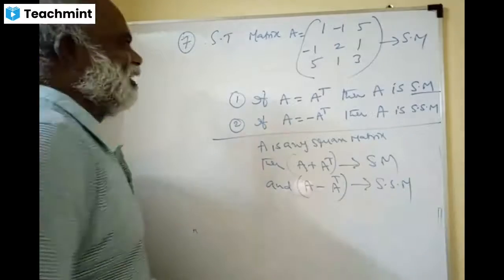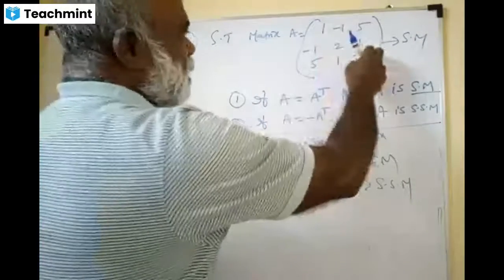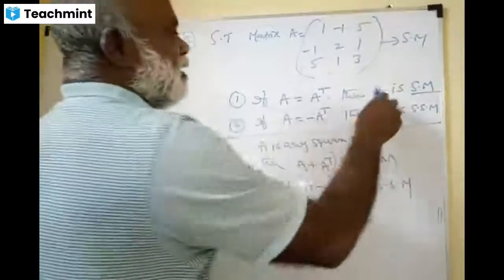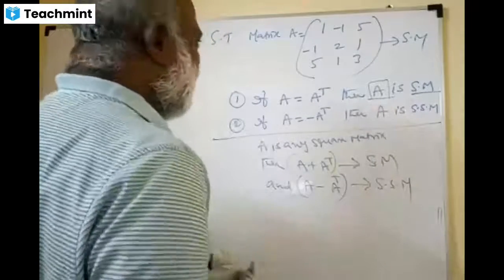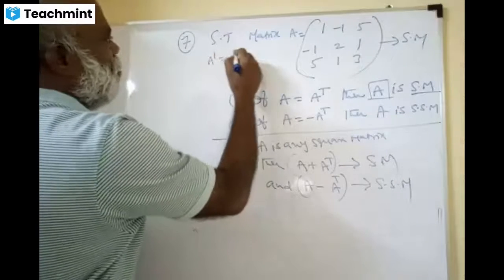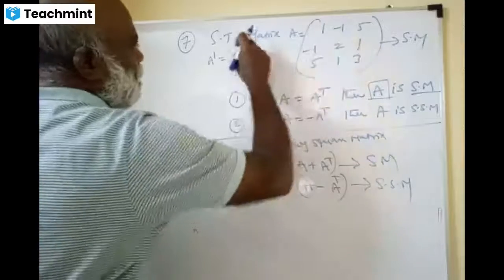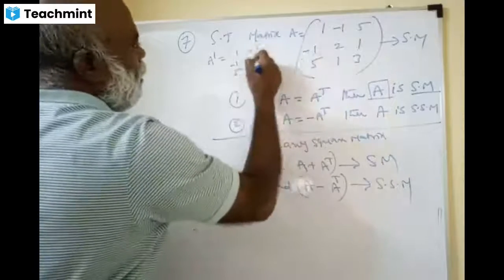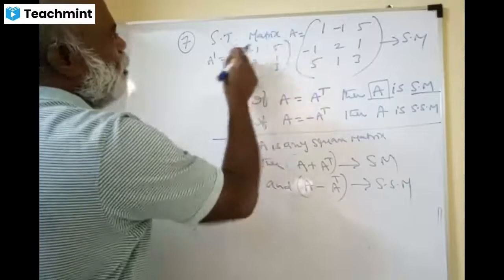Now we can say this. If we have to prove A is a symmetric matrix, this is the condition we have to use. So you find its transpose, A transpose, you get 1, minus 1, 5. First row has become first column, second row minus 1, 2, 1 and 5, 1, 3, 5. Is it right? Both are same?